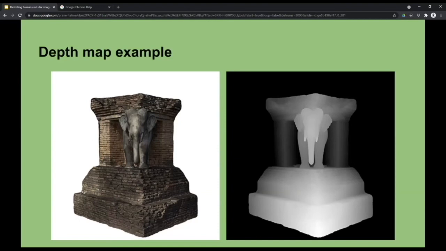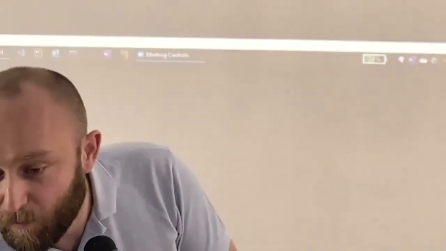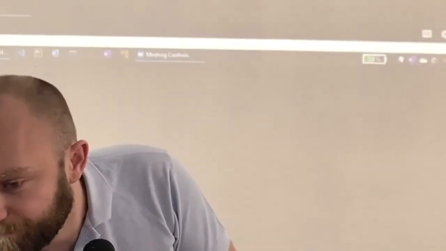And I will have to choose either X or Y for my depth. So one of these coordinates will have to be transformed into depth. Well, at this moment, this is still work in progress. So I will not show you any outcome of this today. But what I can show you is what I would like to achieve when the depth map is ready.